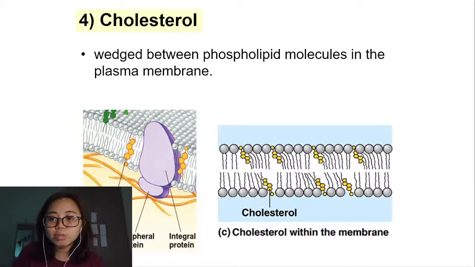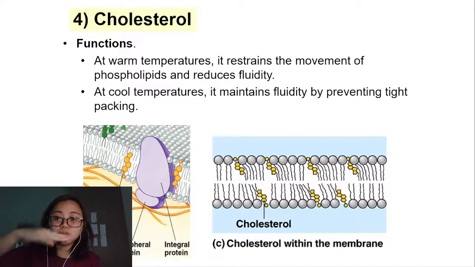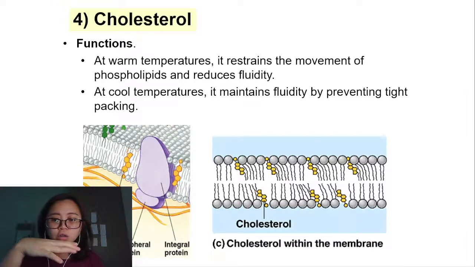So this cholesterol will be wedged between the phospholipid molecules in the plasma membrane. Dia akan disisip di antara phospholipid molecule dalam plasma membrane kamu. Why? The cholesterol is there to regulate membrane fluidity. At warm temperature, cholesterol will restrain the movement of phospholipid and reduces fluidity. When the temperature is warm, your plasma membrane tends to move more. So the cholesterol will tell your phospholipid, don't move so much.